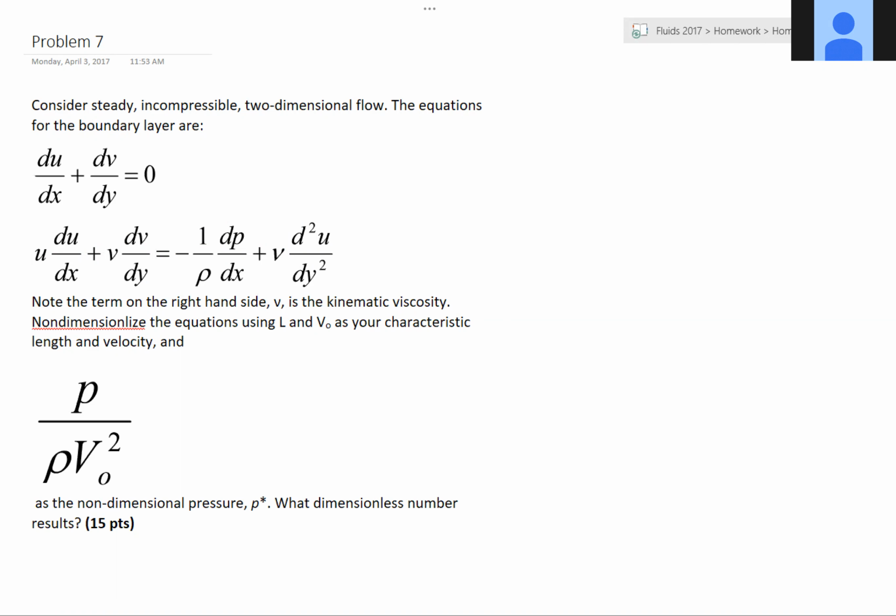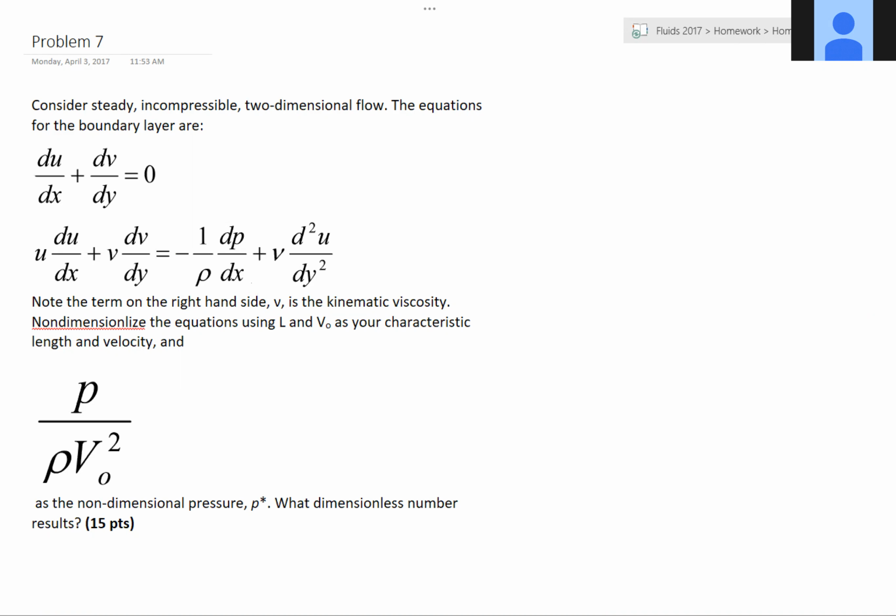Great. All right. So here we go with non-dimensionalization. And this is something that actually looks worse than it is, because anytime you have stars and stuff like that, it's a pain. So note the term on the right-hand side that is right here. That's the kinematic viscosity.